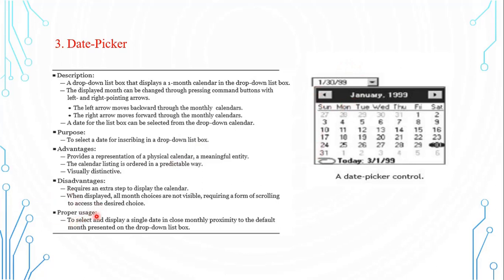Next, proper usage: to select and display a single date in close monthly proximity to the default month presented on the drop-down list box.